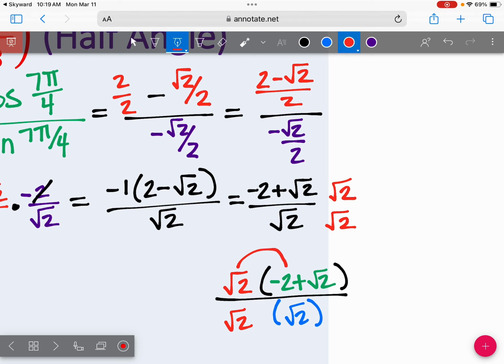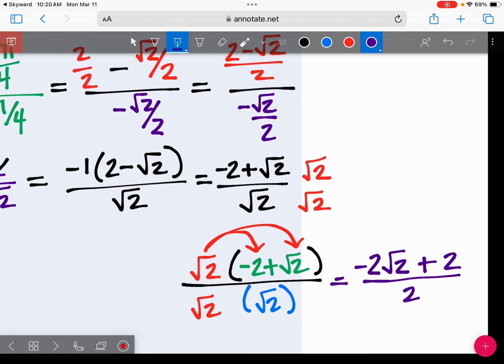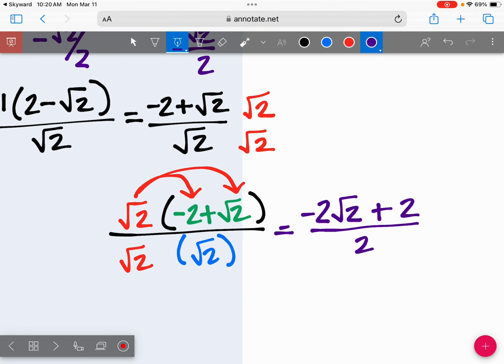So let's go ahead and distribute that. And we will get -2 root 2 plus the square root of 4, which is going to simplify down to 2, all over a 2. If you made it here, I would be very, very proud of you because you did phenomenal.